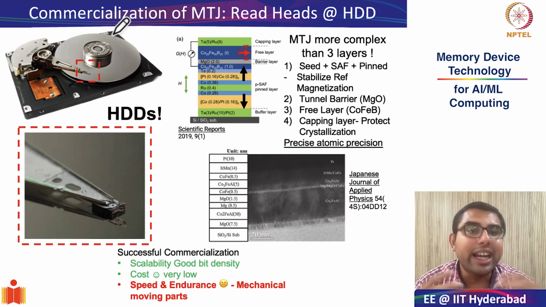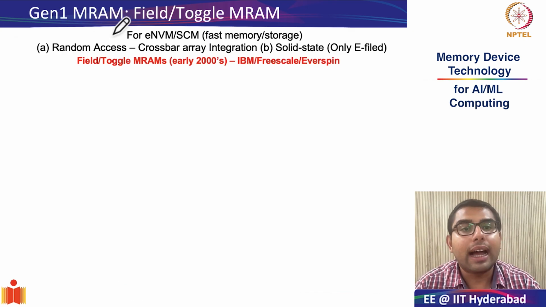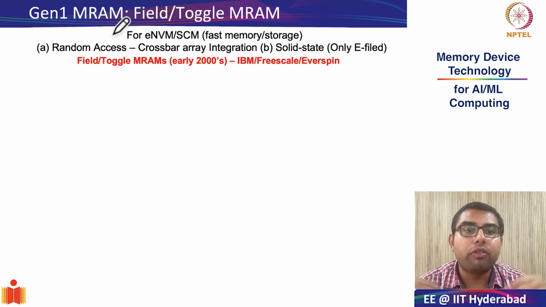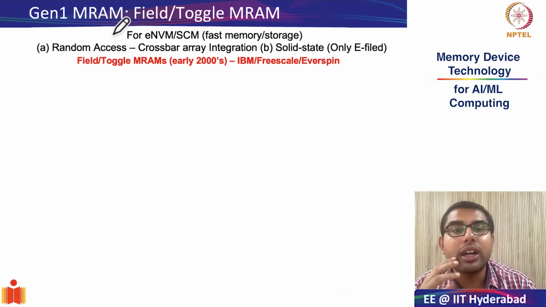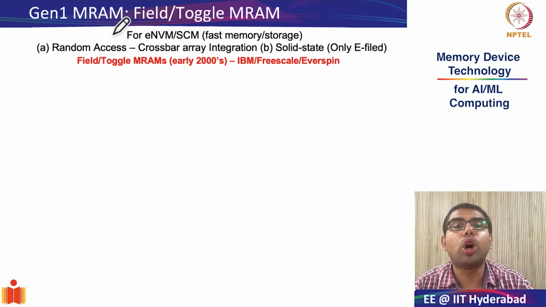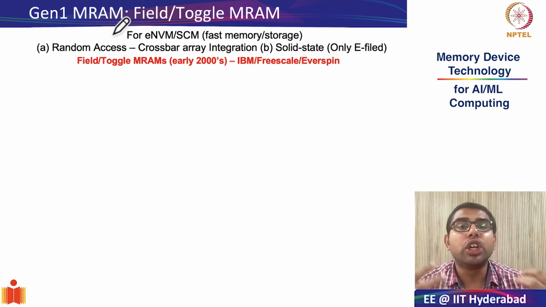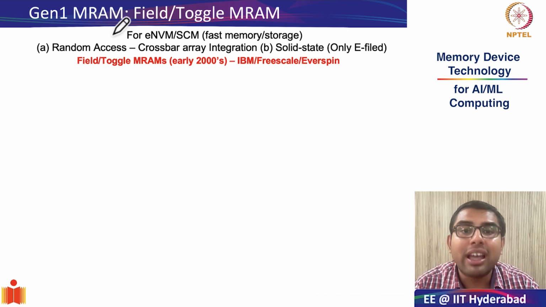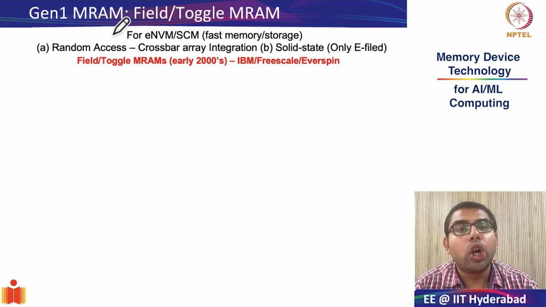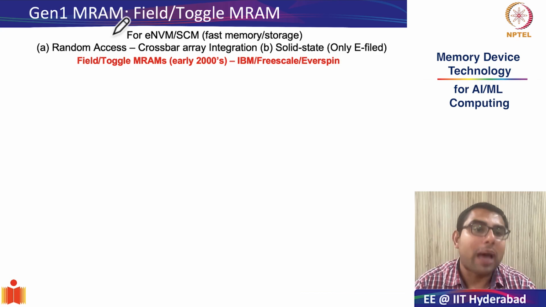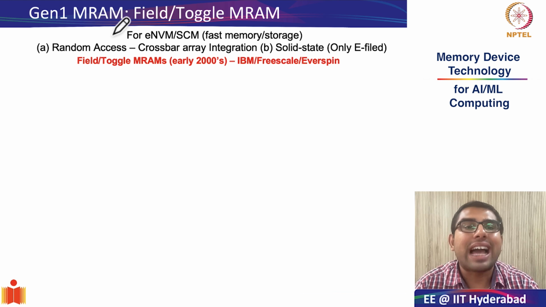So the idea is, can we have magnetic random access memories for electronic non-volatile memory applications or storage class memory? For this, you need very fast memory and very dense storage. In order to achieve this, two things have to be improved over the HDD paradigm. The first is that you need to have random access.